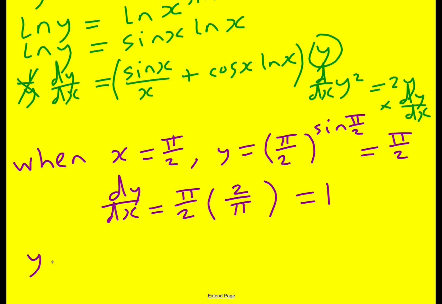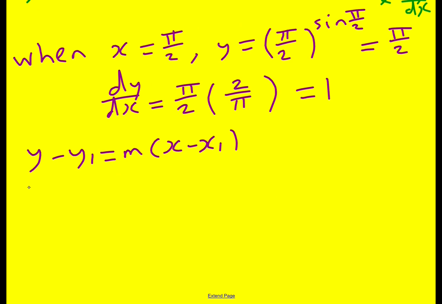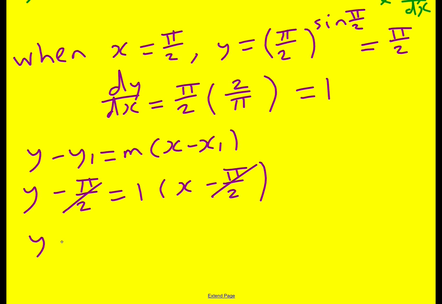Using y minus y1 equals m times x minus x1. You might even be able to see the equation straight away, but I'm just going to do it as you normally would do it. Actually, in this case, these are going to cancel, the 1 disappears, and the answer is simply y equals x.